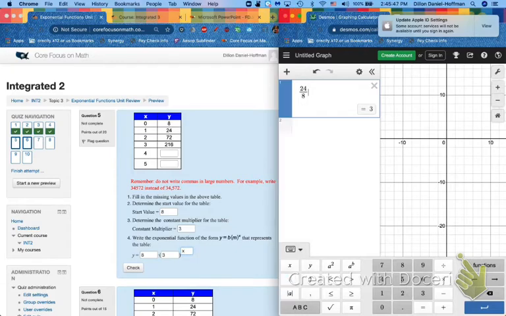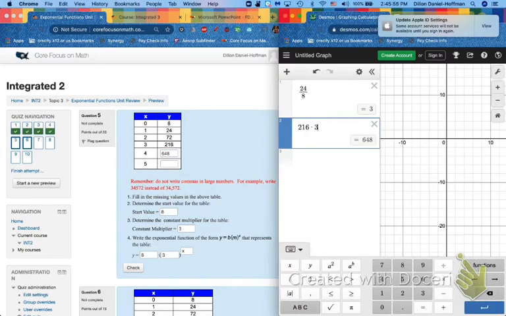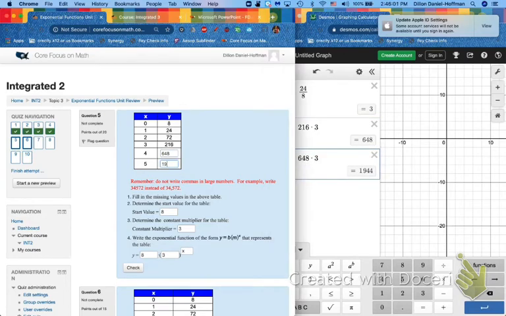So I'm going to keep multiplying by 3. 216 times 3. 648. And then 648 times 3 is 1944. Bam.